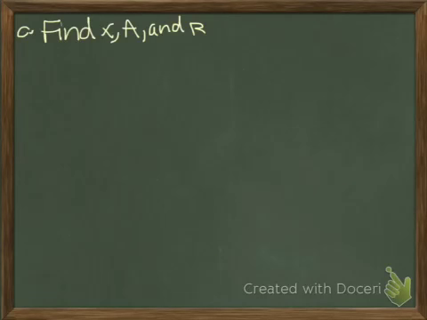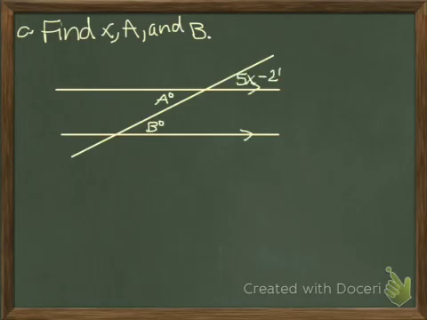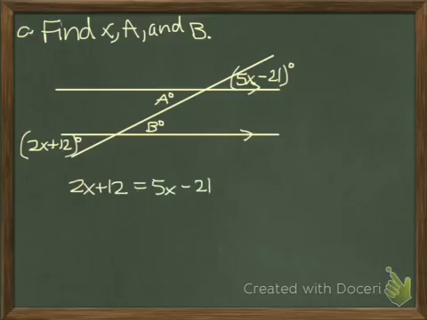Okay, last problem. Find x, a, and b. We have two parallel lines and a transversal cutting across. We have two small angles, so those two small angles are equal to each other. So 2x plus 12 equals 5x minus 21, because anytime you have a transversal cutting across parallel lines, you know that the small angles are equal to each other and the large angles are equal to each other.